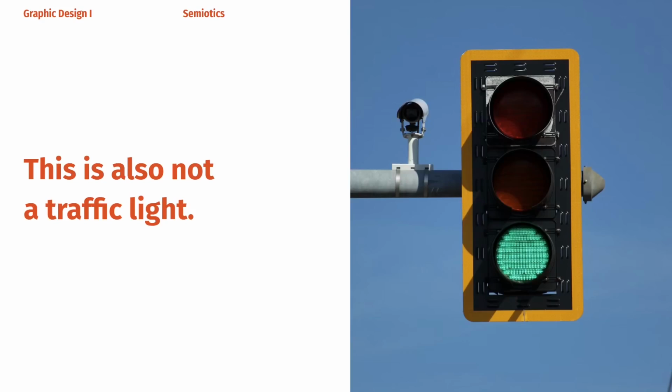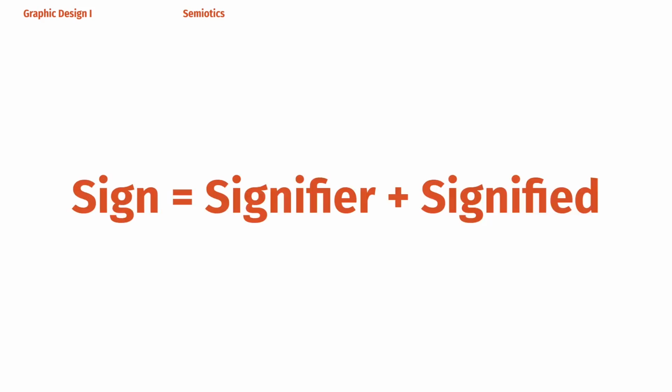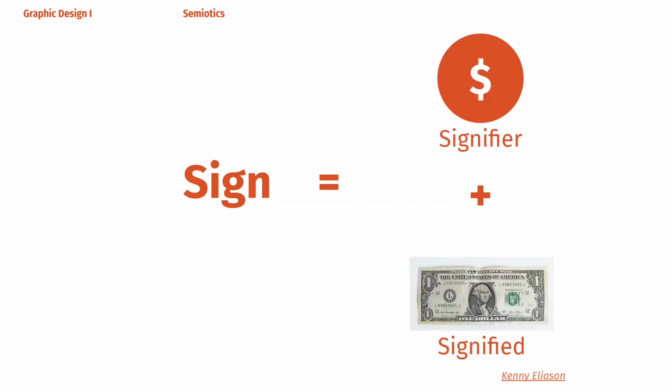The study of signs in semiotics can be represented by this equation. A sign is a signifier plus the signified. So in our example of money, the dollar sign is the signifier for the currency money, which is the signified. And these signs can be categorized into three different groups.